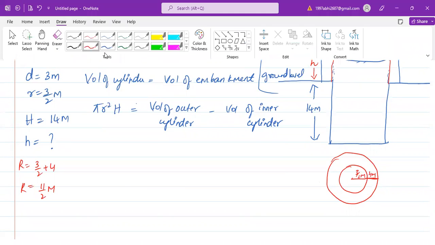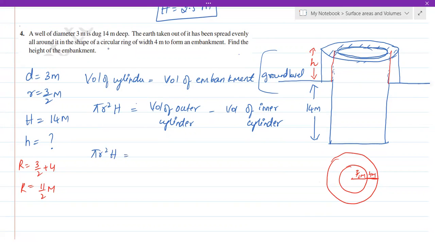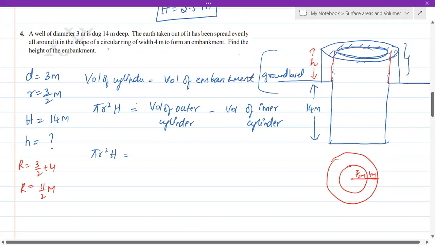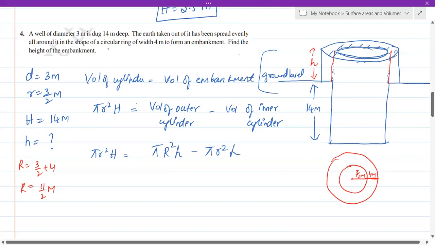So on that note, let's solve it. The volume of the outer cylinder is pi capital R square h, where h is the height of the embankment, minus the inner cylinder pi small r square small h. When I say outer cylinder, I'm talking only about this one. And for the inner cylinder, remember, you're not supposed to take the entire one, only from here to here, only the embankment part. Below that it is the well.